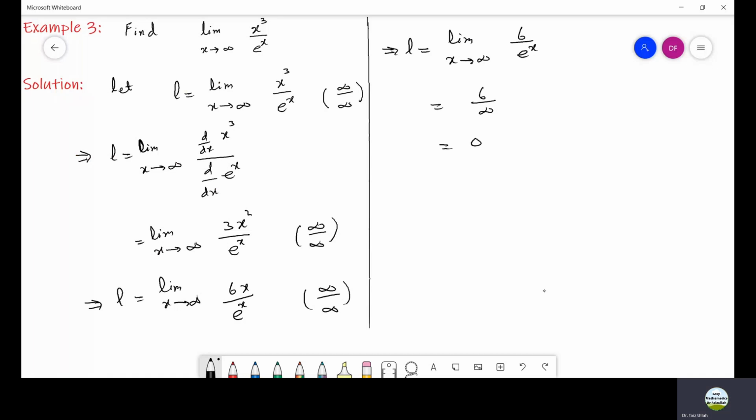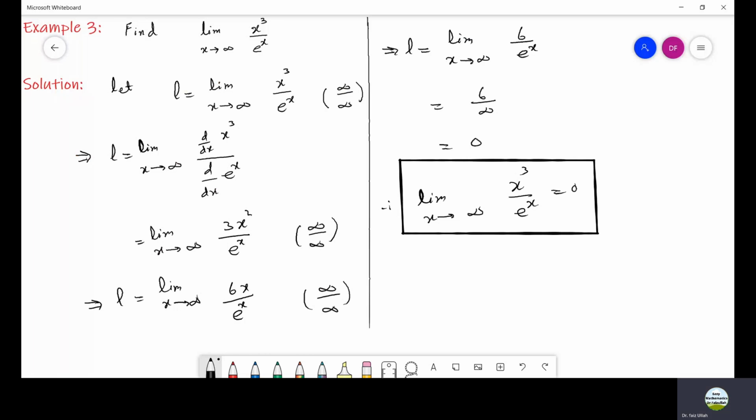So we have 0. Therefore, the limit as x approaches infinity of x cube divided by e power x is equal to 0, and that is the required solution.